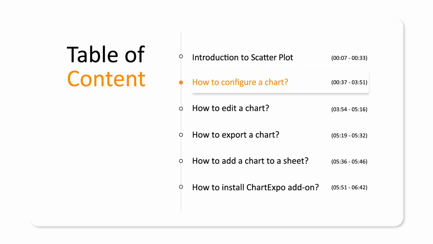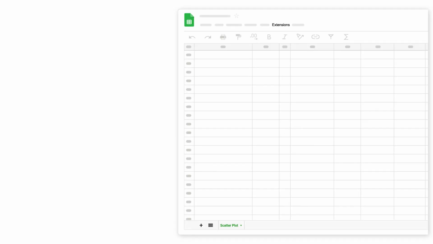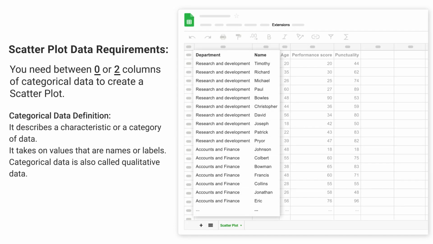How to configure a chart. Scatter plot data requirements. You need between 0 or 2 columns of categorical data to create a scatter plot. Categorical data definition. It describes a characteristic or a category of data. It takes on values that are names or labels. Categorical data is also called qualitative data.